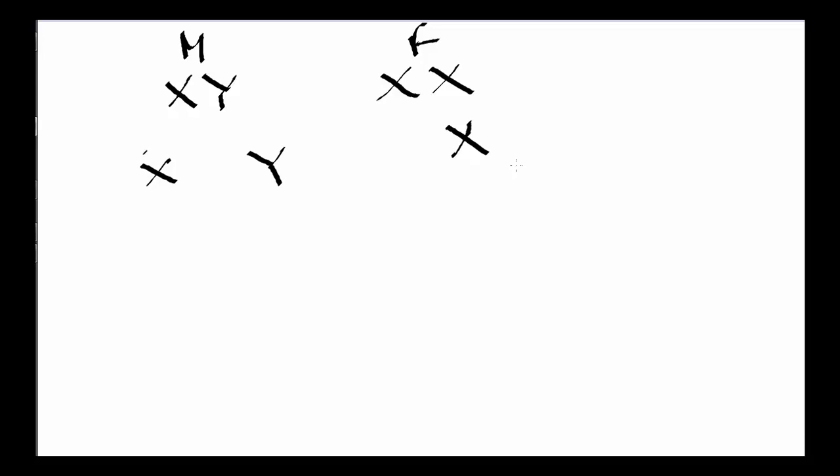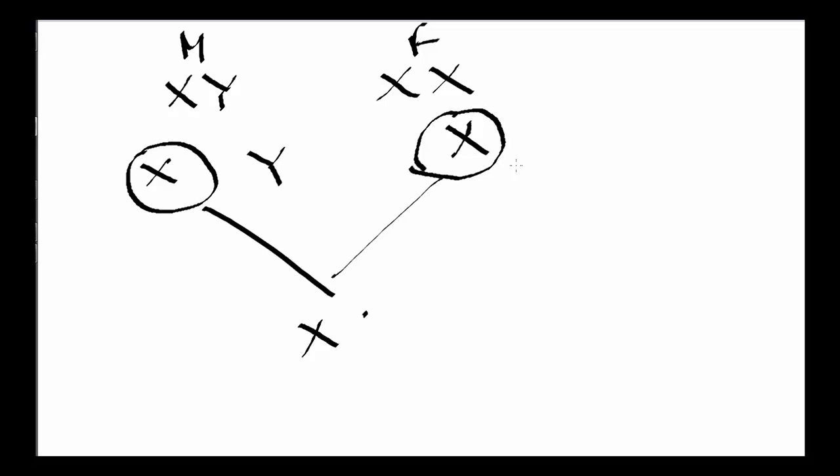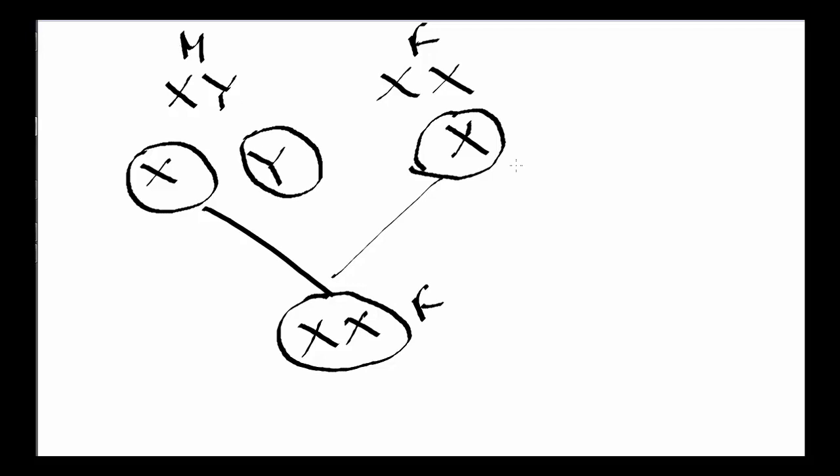If the sperm cell carrying the X chromosome meets the egg carrying the X chromosome of the female, then the offspring will have the XX chromosome combination, and hence the offspring will be female. But if the sperm carrying the Y chromosome of the male meets the X chromosome of the female, then there will be an X and Y combination.